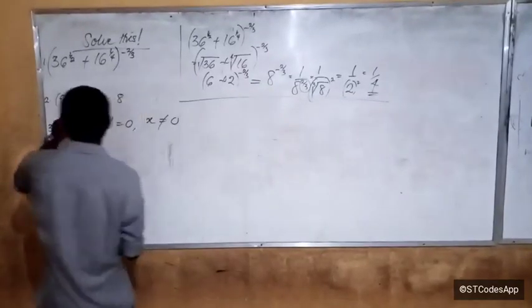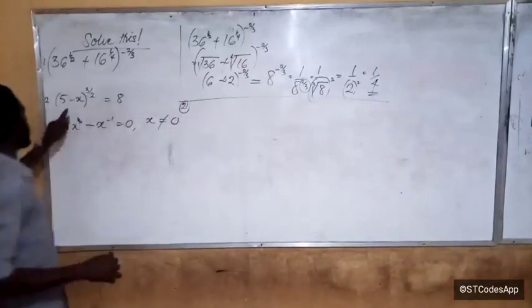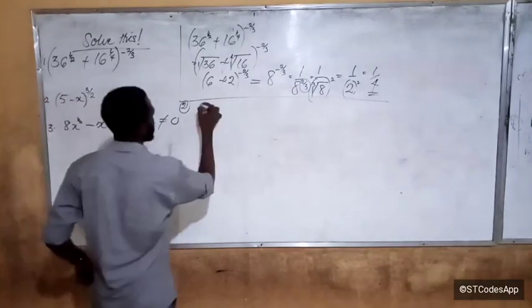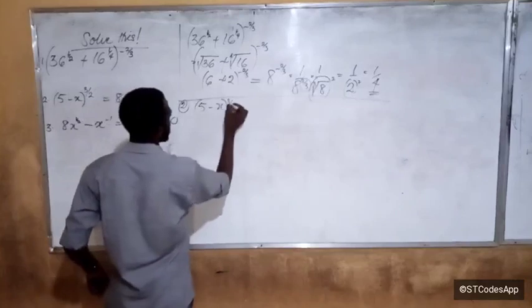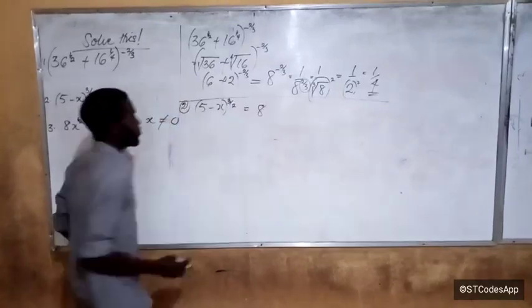Alright. Number 2 says (5 minus x) all raised to power 3 over 2 is equal to 8. So what do you do here?